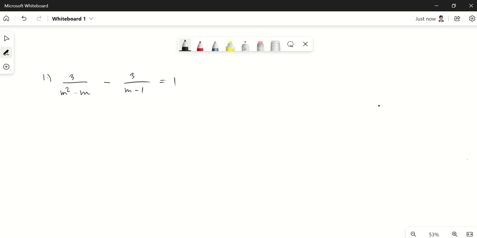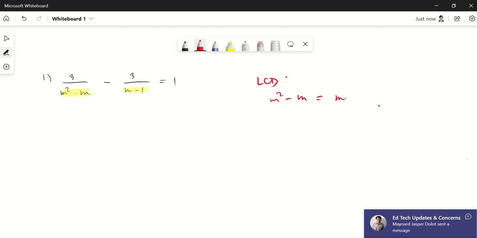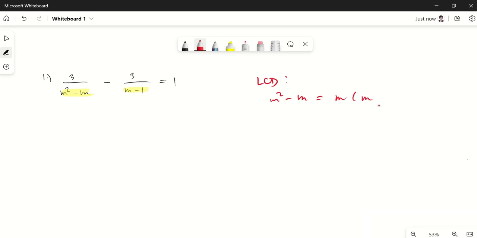To solve the equation, the first thing that you need to figure out is the LCD. Based on the given, the denominators here are m squared minus m and m minus 1. In m squared minus m, you need to apply your knowledge in factoring. First is to figure out the GCF, which is m. If you factor out the m, what will be left is just m minus 1, and you cannot factor it any further.